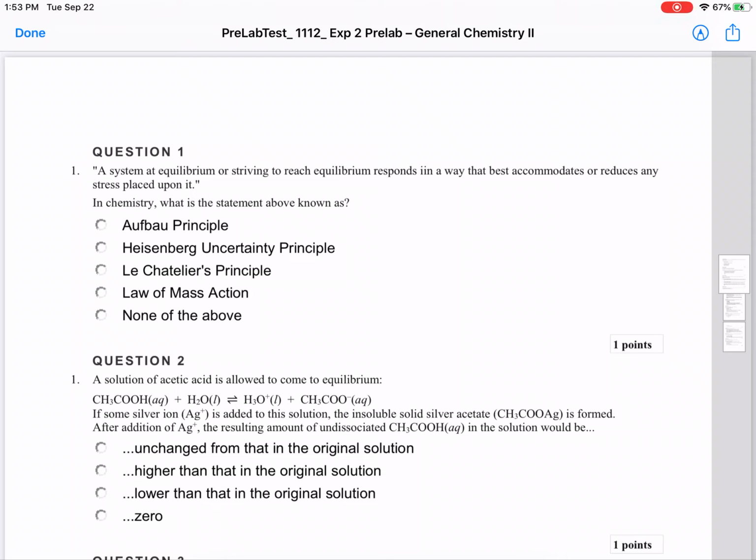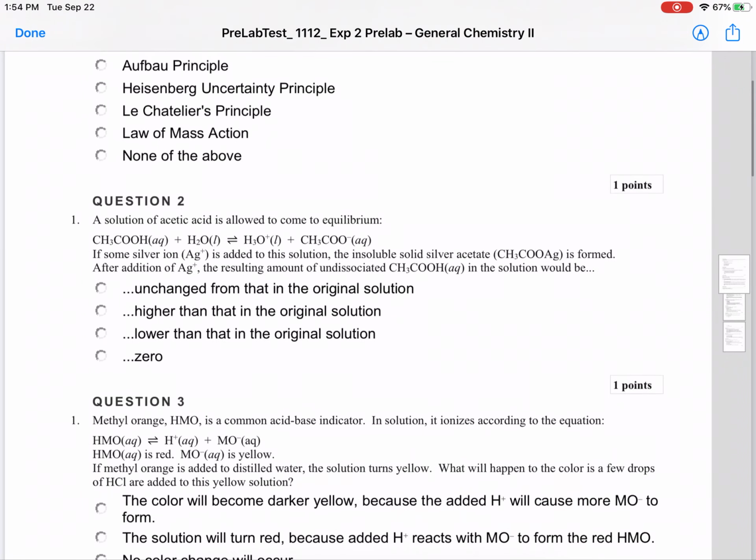And Le Chatelier's principle. So what is Le Chatelier's principle? That is the principle that we talked about: if a system is at equilibrium or striving to reach equilibrium, it responds in a way that best accommodates or reduces any stress placed upon it. Okay, so that is Le Chatelier's principle. And the law of mass action is that the mass of the reactants is going to be equal to the mass of the products. So the correct answer is Le Chatelier's principle.